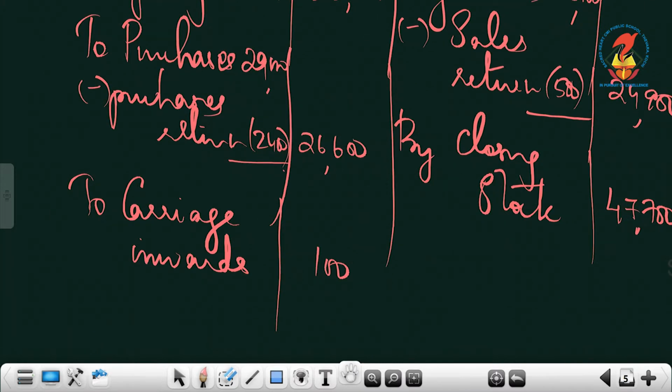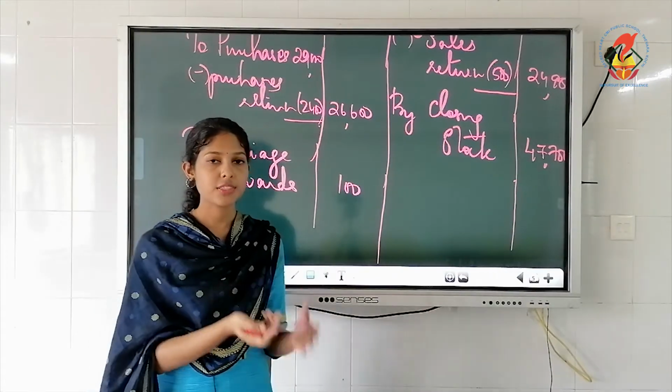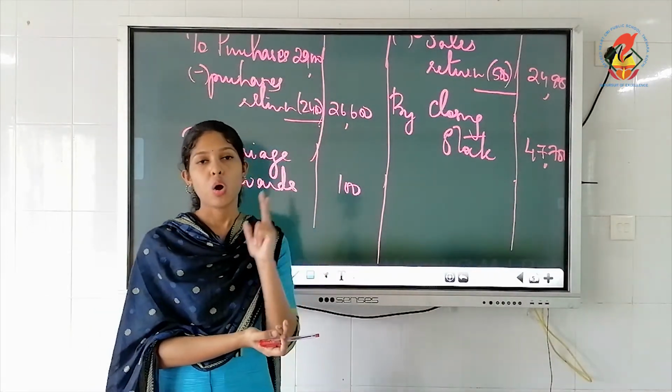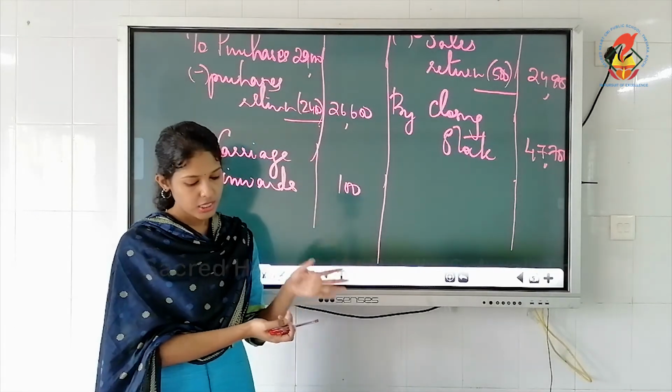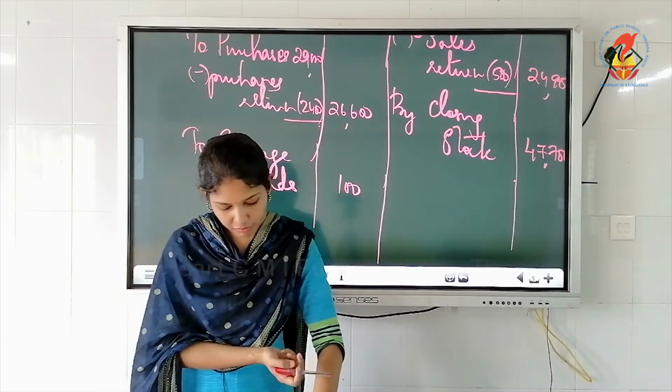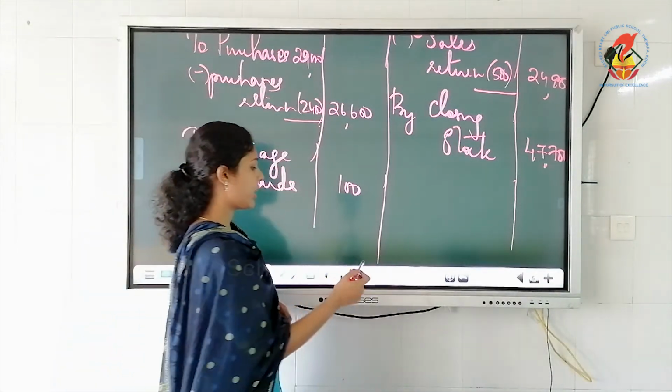So with this, the trading account is over. What you have to do now is compute the balancing figure. See whether it is a gross profit or a gross loss. So add your debits and credits, find the difference. Here you will be getting a gross profit of 22,900. You do the calculations yourself and get the answer.